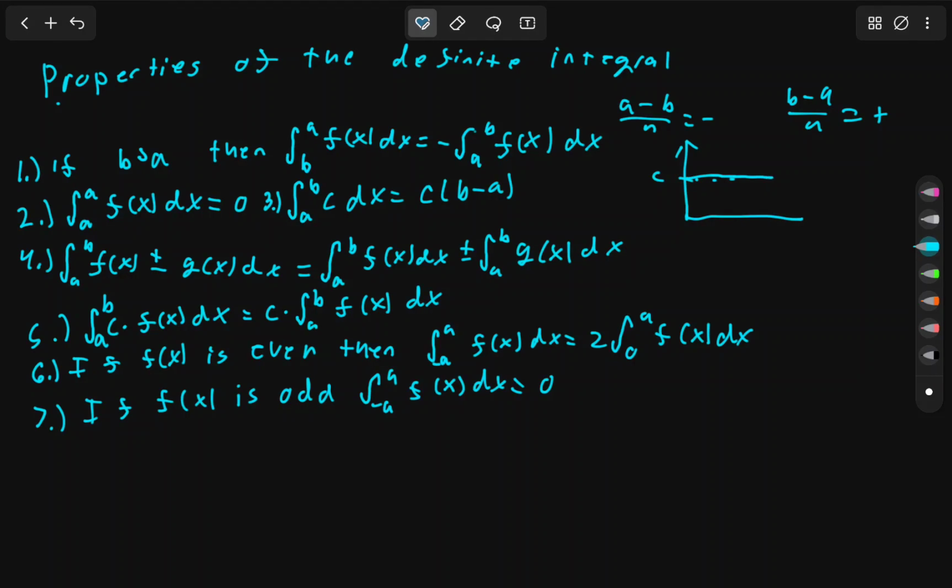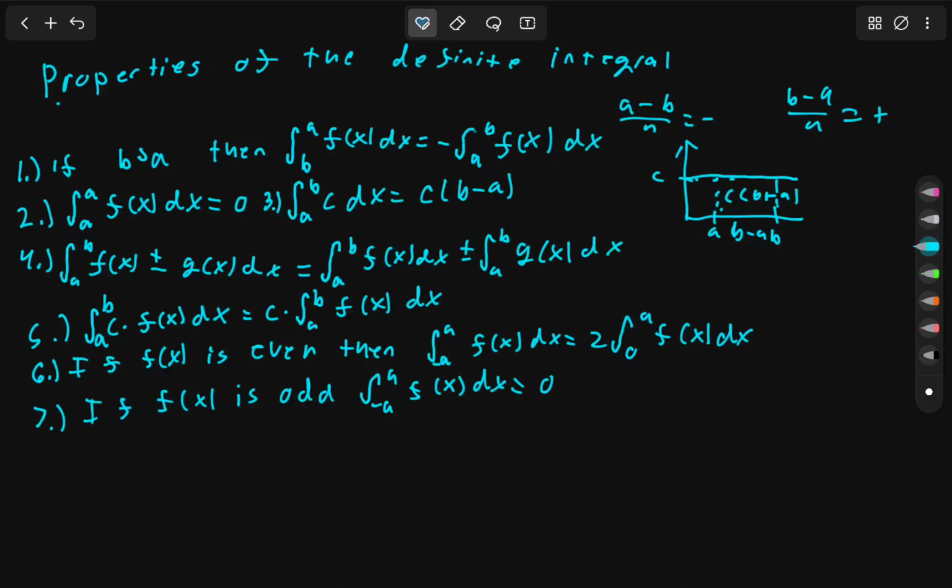Well, if we take this across, and let's say we have the point A and a point B, it's going to have a height of c, but the width of this interval is going to be b minus a. So this area is going to be c times b minus a.